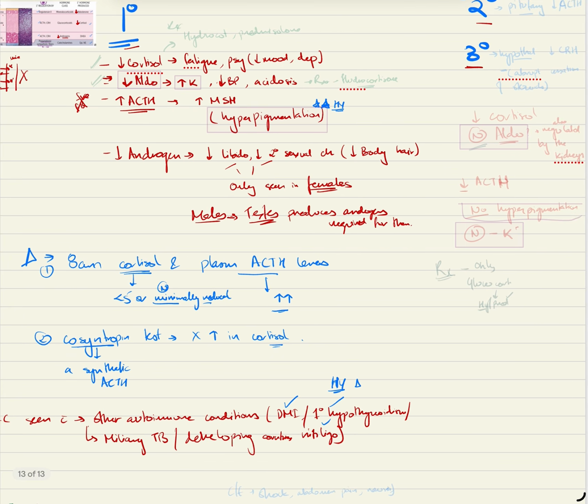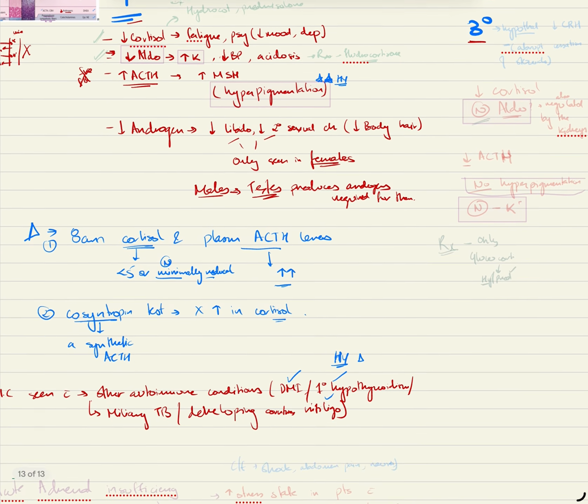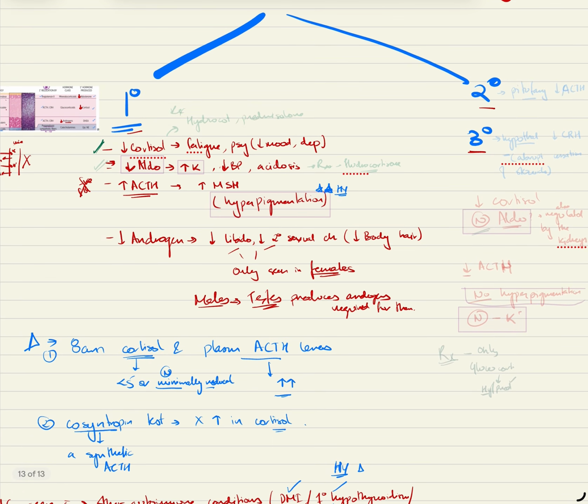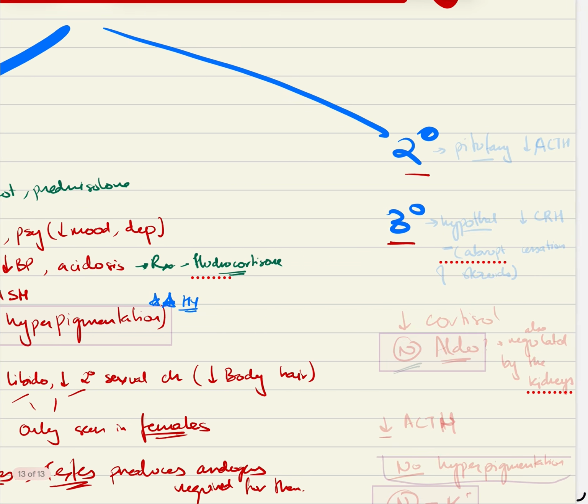So now when you come to the treatment, because your cortisol is low, you need to replace it. So for cortisol, you give hydrocort or prednisolone, and for aldosterone treatment you give mineralocorticoids like fludrocortisone. I hope that's clear for primary.